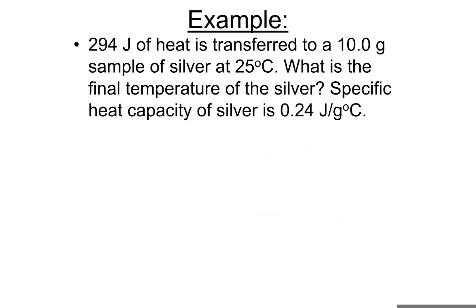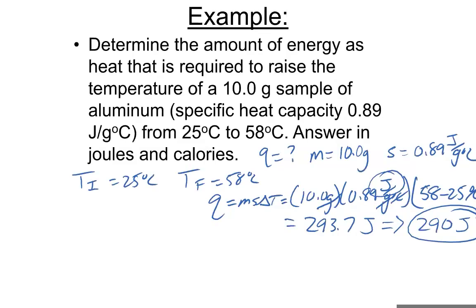All right, let's try one more here. 294 joules of heat is transferred to 10 grams of silver. What is the final temperature here? The specific heat capacity of silver is 0.24 joules per gram per degree Celsius. Oh, I didn't do calories today. I'm sorry, I should actually read the question off. So we do on the calories.